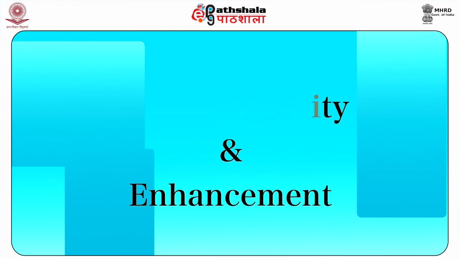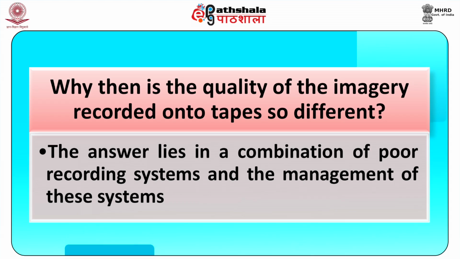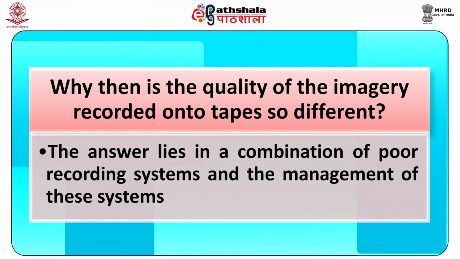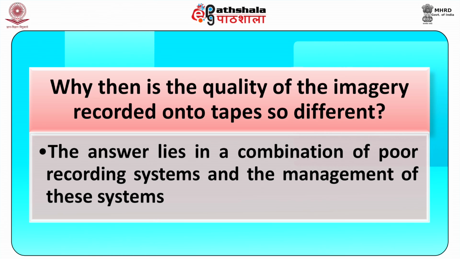Imagery quality and enhancement. A great deal of imagery made available in forensic work is of medium to poor quality. Surprisingly, this has little to do with the quality of the cameras. Most CCTV monitors show pictures that are mainly clear and unambiguous. Why then is the quality of the imagery recorded onto tapes so different?